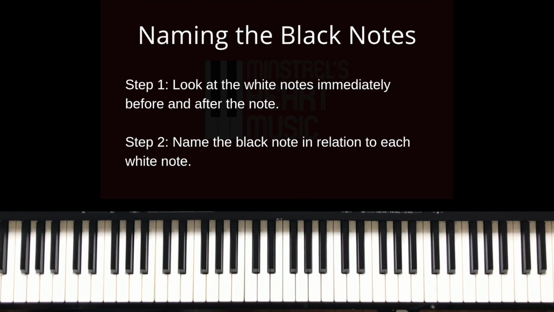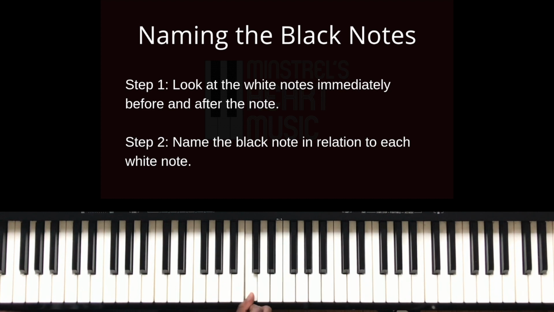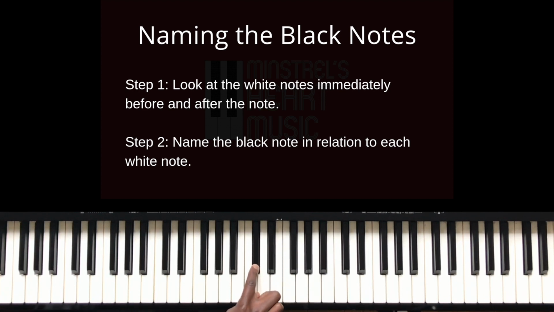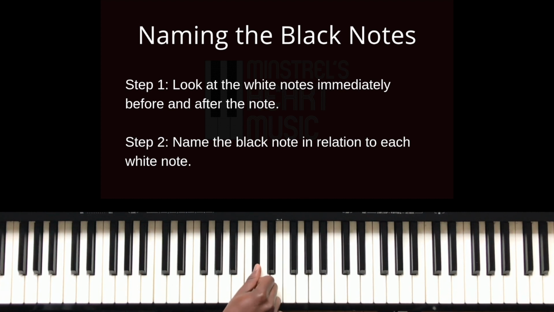Okay? Step 2. Name it in terms of either a sharp or a flat. So if I have C and I sharpen it, I get C sharp. So this note can be called C sharp, right? But look at D. When I flatten D, I get D flat. So this note can also be called D flat.